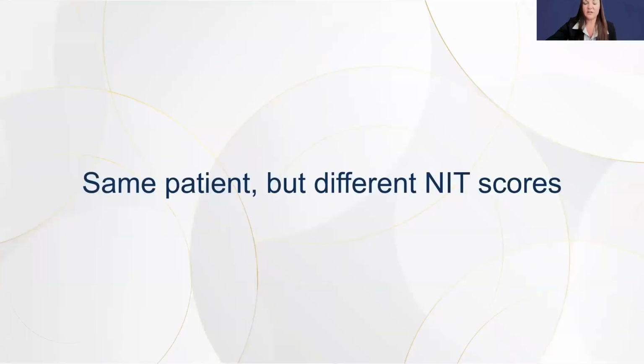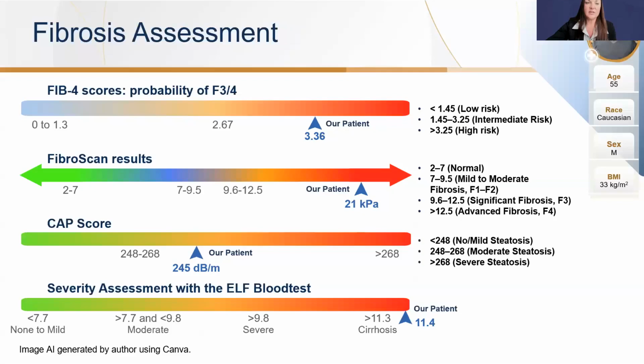Same patient, but different non-invasive test scores. So he had a FIB-4 score that was considered high risk. And then SAM-B went on to have his FibroScan that showed a kPa level of 21, which was significant for advanced fibrosis, and then a CAP score of 245, which was moderate steatosis. He also had an ELF blood test done that was 11.4, which was considered a very, very high risk of hepatic fibrosis and cirrhosis.